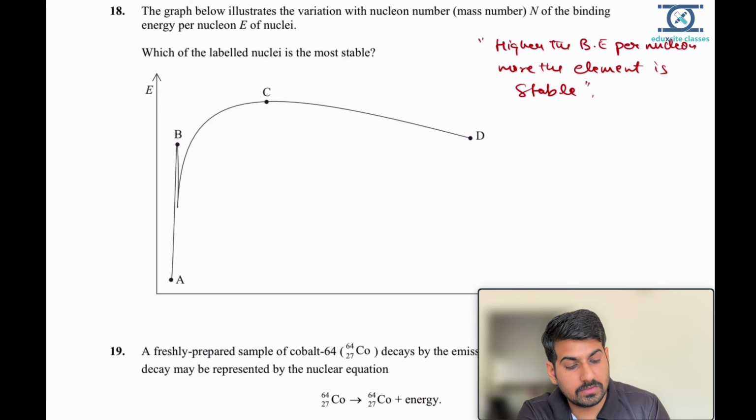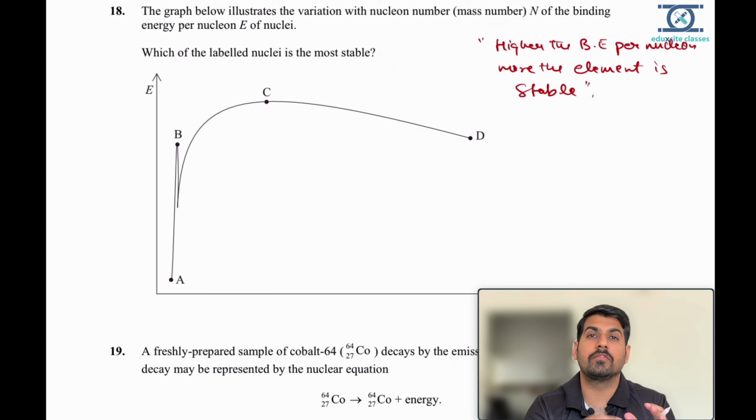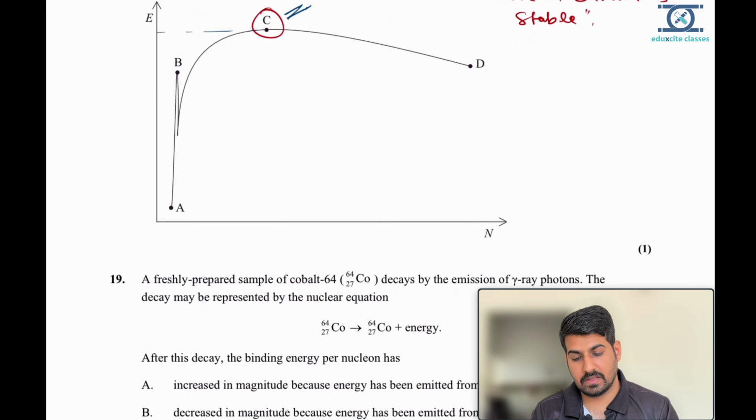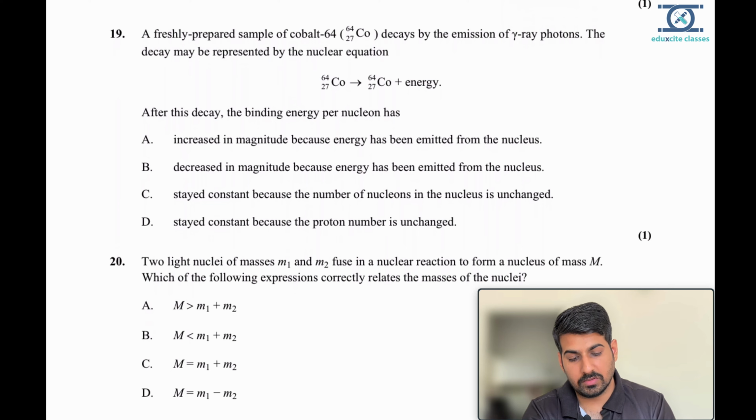Because you have to just understand one thing, that if I have to provide more energy to break the nucleus apart, it means that nucleus is more stable. So you can see among the given options, C is the one which has the maximum binding energy. So option C will be the right answer for this case. Question number 18 done. Now question number 19.